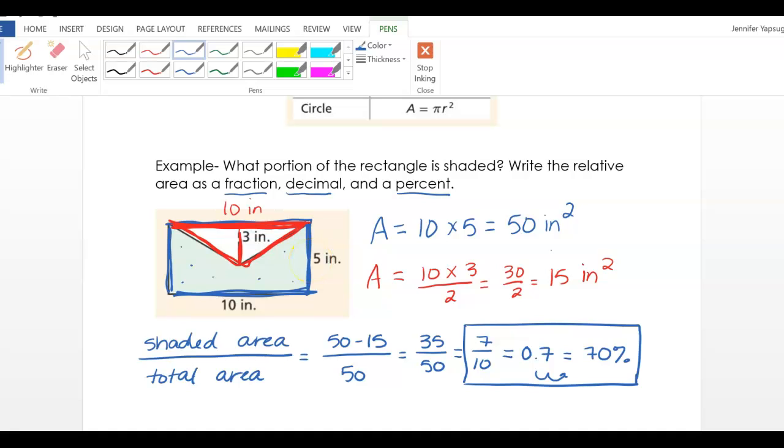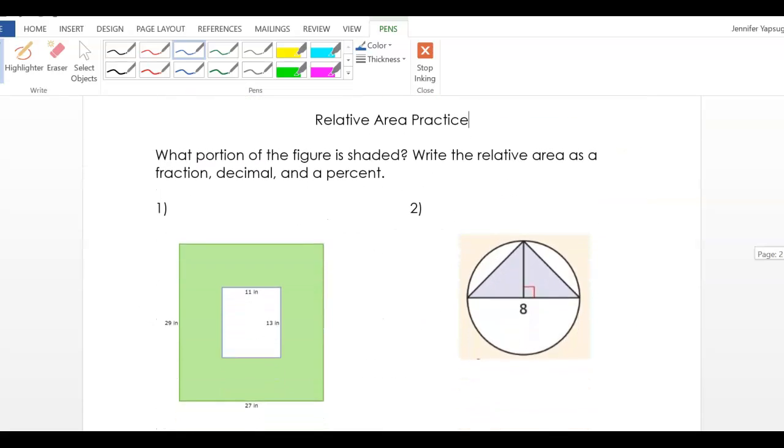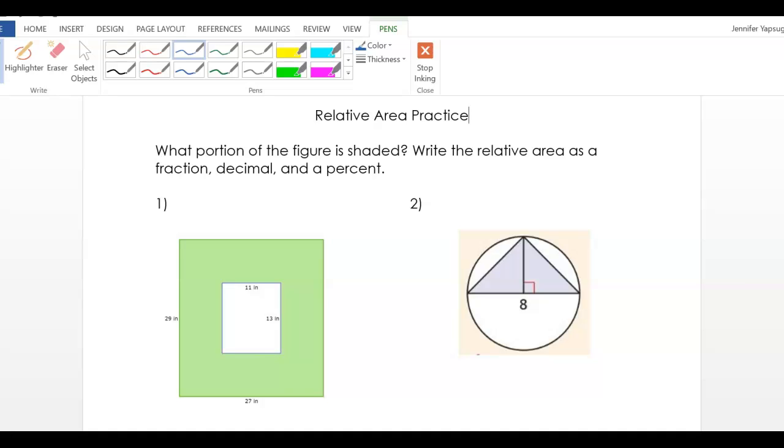I am going to have you go ahead and work on these following problems for your relative area practice. Also included is some IXL practice in finding the area of shaded regions. I will also include the answer key for the relative area practice so that you can check your work.